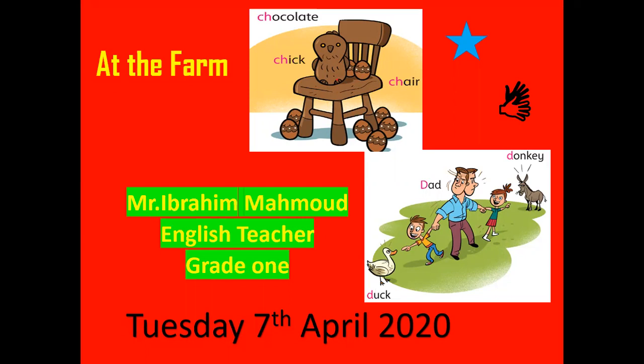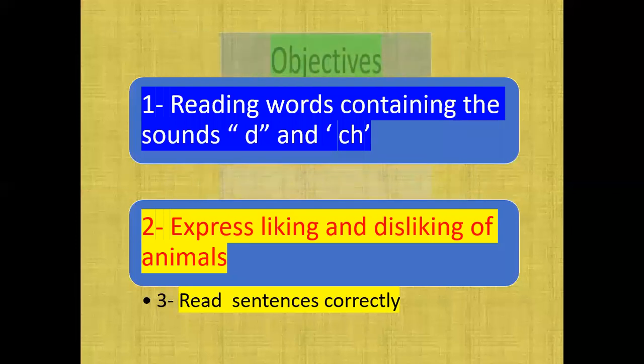In our lesson today, we are going to complete Unit 6. Unit 6 is entitled At the Farm, and in this unit, we are learning about farm animals. Today is Tuesday, the 7th of April, 2020, and in today's lesson, we are going to learn the following.